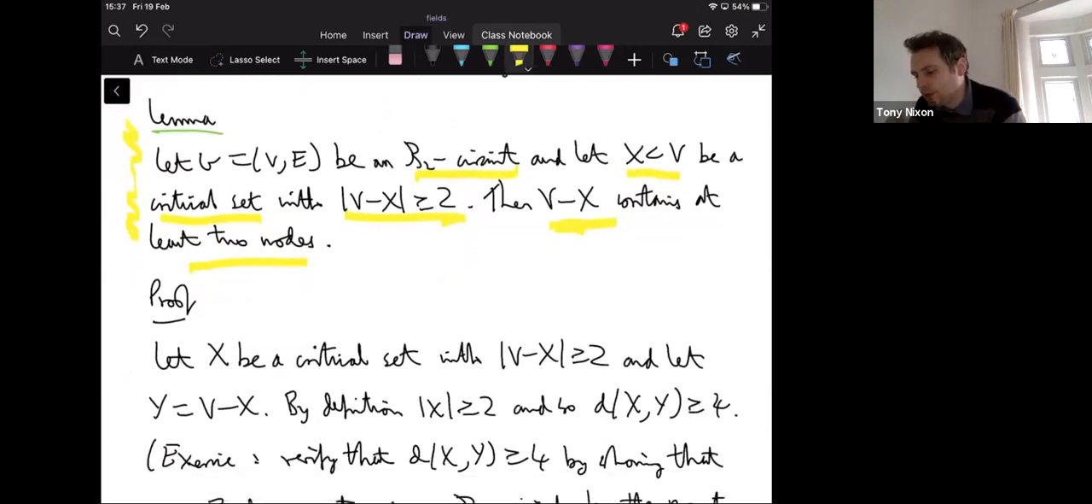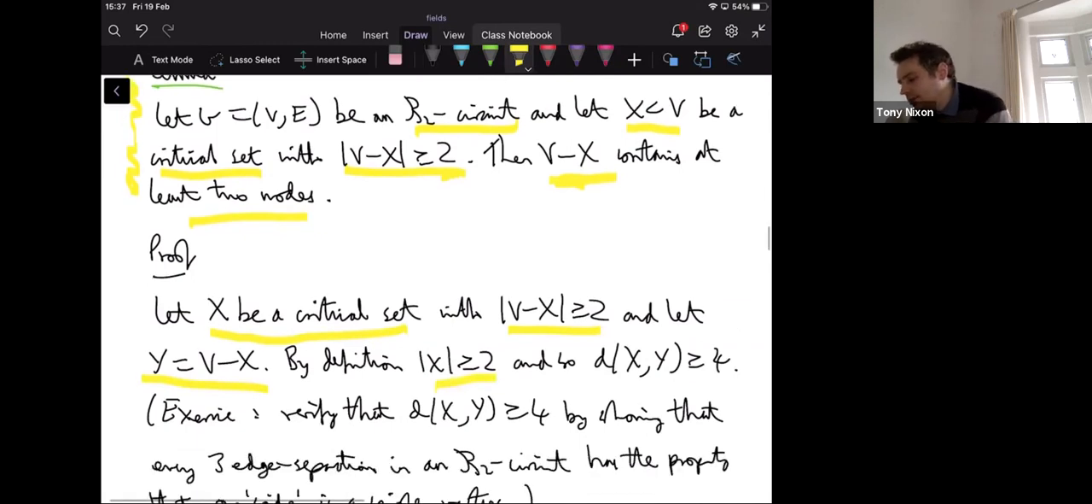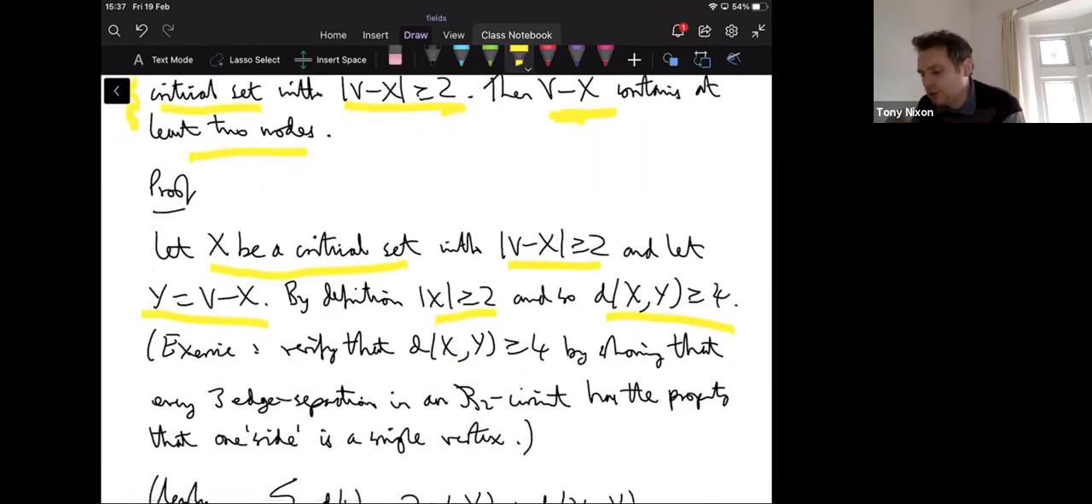Okay, so let X be a critical set, satisfying the hypotheses, and define Y to be the rest of the vertex set, V minus X. So X is a critical set, so it has at least 2 elements, and hence the number of edges between X and Y is at least 4. Maybe that's not quite obvious, but it's an exercise I've left here.